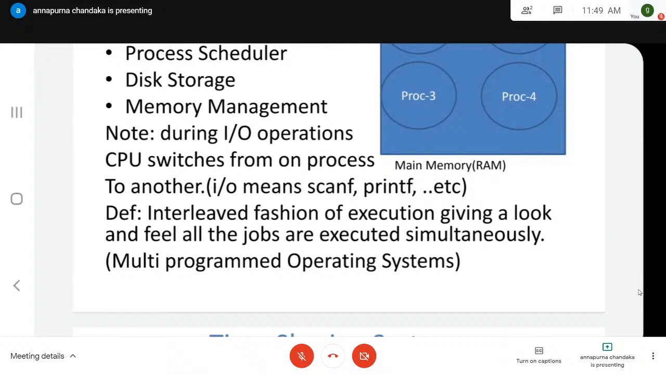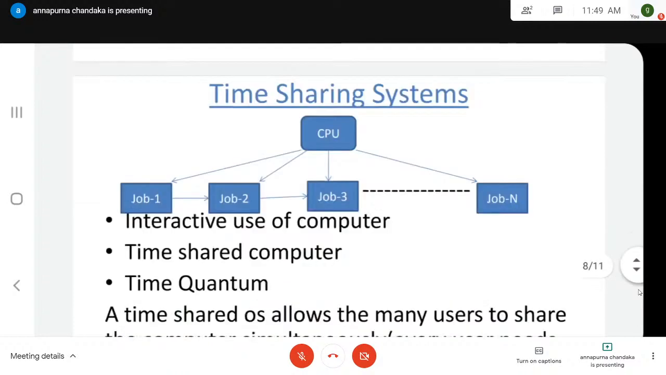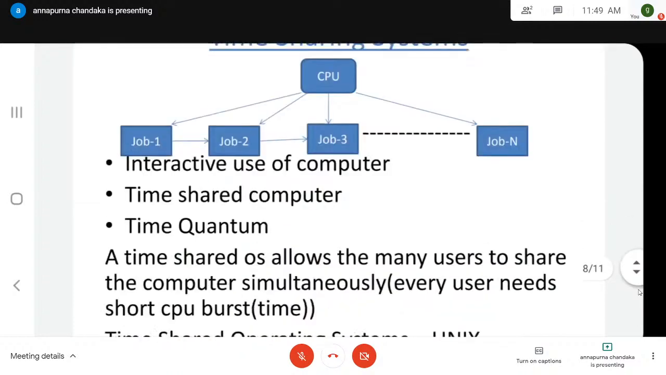That's why they came up with a new type of operating system known as time sharing systems, which is also known as time shared operating systems.